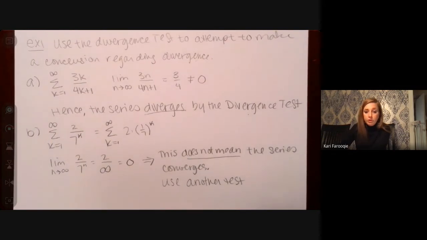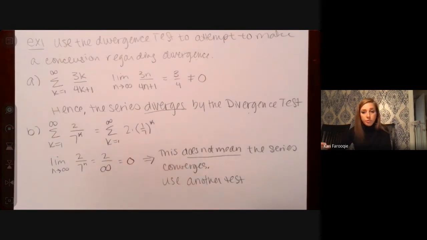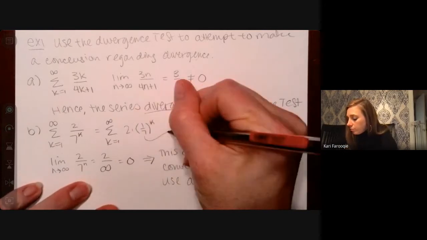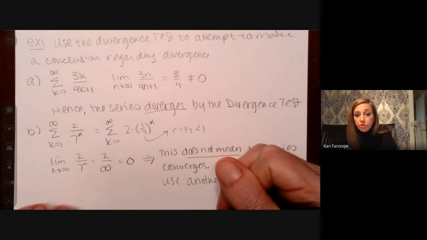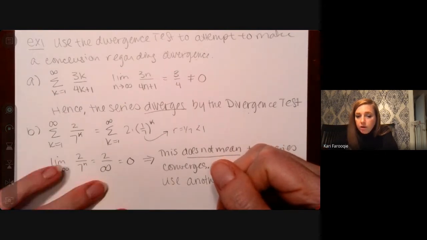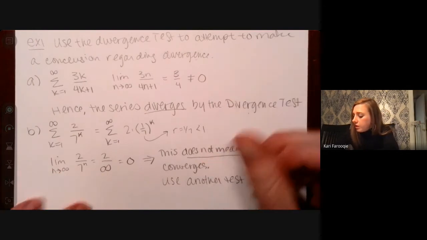So we already rewrote this into a geometric series. We can say that r equals 1/7, which is less than 1. Remember that for a geometric series, if the absolute value of r is less than 1, then the series is going to converge.